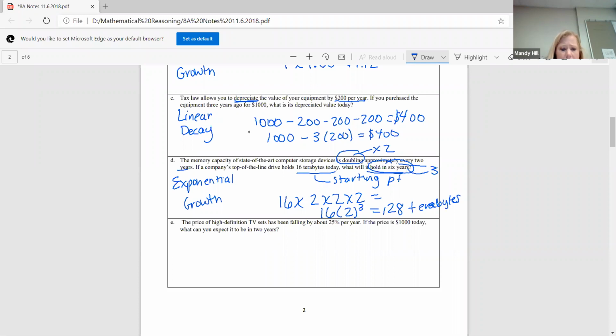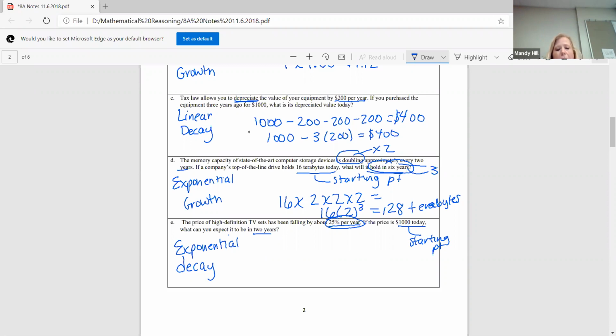Okay, the price of high definition TV sets has been falling by about 25% a year. So we've got our percentage, so that automatically means exponential for us. And something is going down, so that's not going to be exponential growth, that's going to be exponential decay because the price of TVs are falling. So we're talking about exponential decay. If the price is $1,000 today, well, that's your starting point. What can you expect it to be in 2 years?